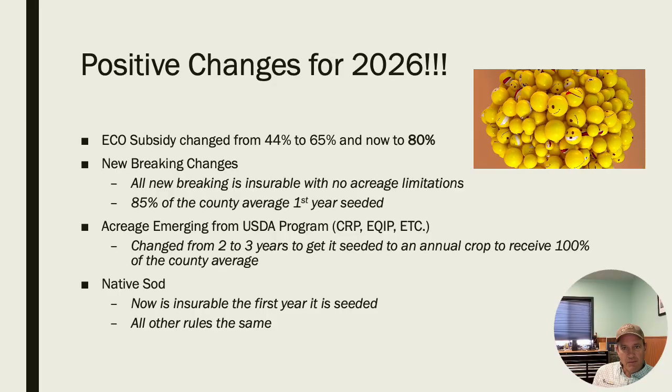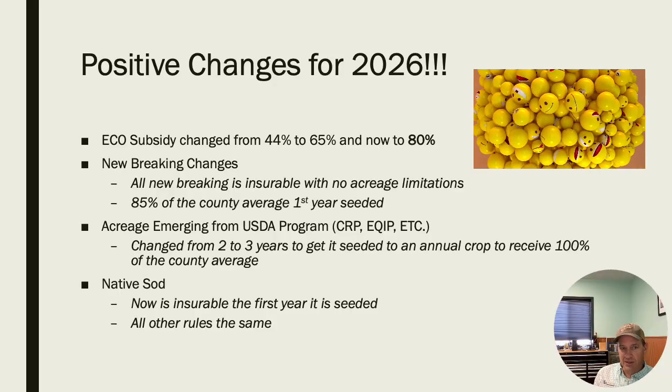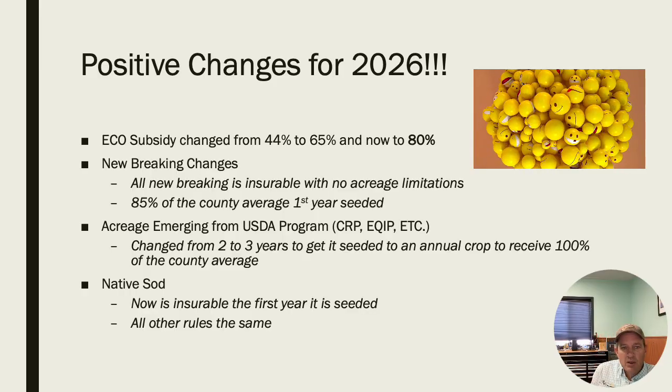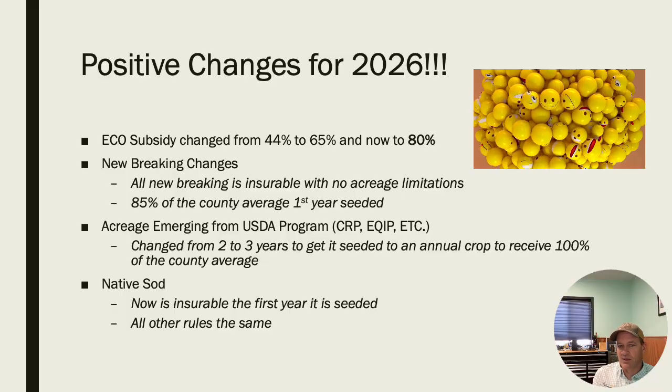So positive changes for 26, just real quick, they upped your subsidy from 65% to 80% on the ECO and SCO, the county programs. So government's now going to pay 80% of your premium in the county programs. This makes this pretty much a no-brainer to get into those.